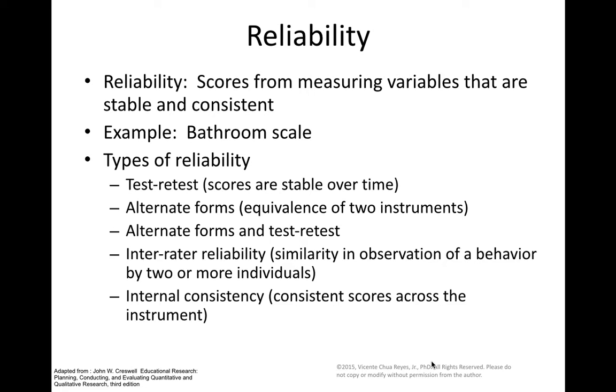Inter-rater reliability, similarity in observation of a behavior by two or more individuals. Example, three individuals or five individuals take a look at a particular action and then they create scores. This is what you see in the Olympics or in the Commonwealth Games. A gymnast performs a routine and the judges who are chosen, they're usually experts in the field, and they give scores. And usually they would be giving scores that are very close to each other, and that essentially tells you that there is a high degree of inter-rater reliability.